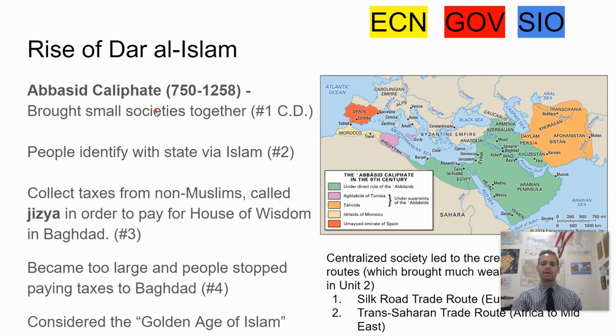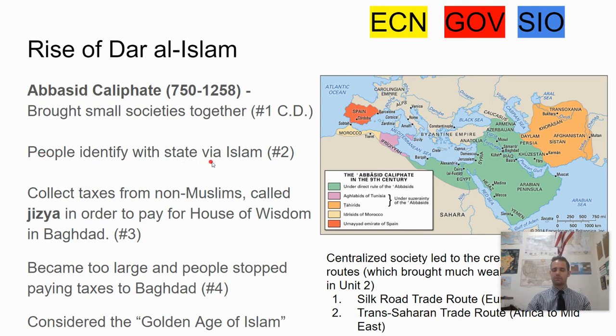But let's look back at this Conrad-Demarest model to talk about how the Abbasid Caliphate becomes the Abbasid Caliphate. First of all, they're going to bring small societies together. That's number one, Conrad-Demarest model. A bunch of small societies, all separate from one another, are brought together. Number two is that you had to have a leader, and that leader had to make the people identify with the state. So people identify with the state because of Islam.